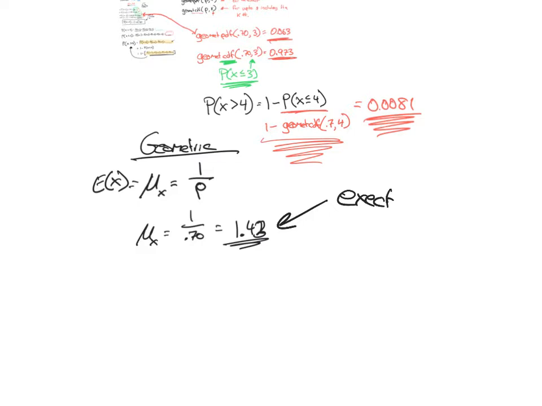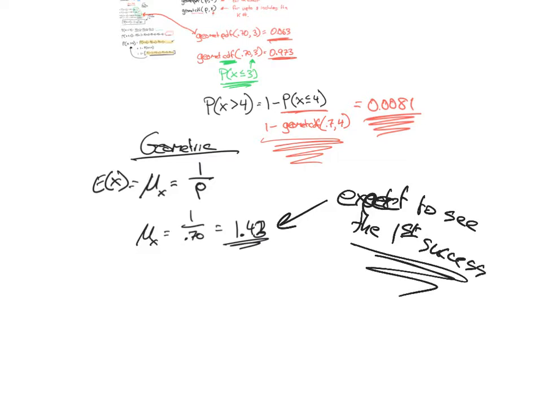So a little more than 1 shot is when I expect to see the first success. On the 1.43, now it's an average, it's over the long term, so it's not going to happen on 1.4. So I really would expect to see the first shot made on the first attempt or the second attempt, because that's where we're kind of between. All right, there you go.